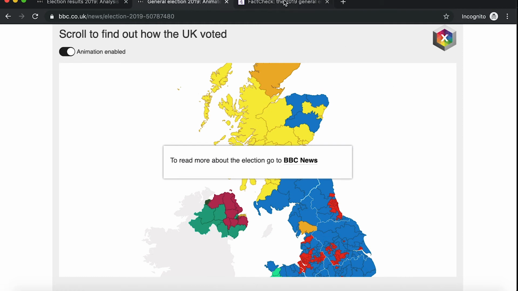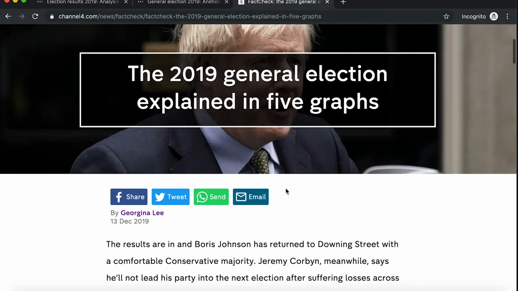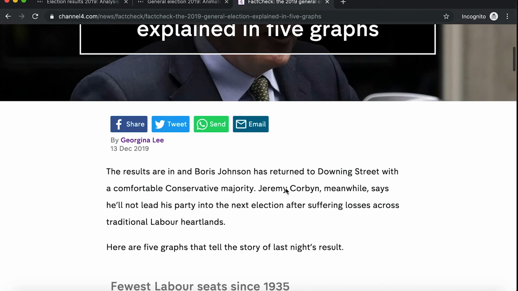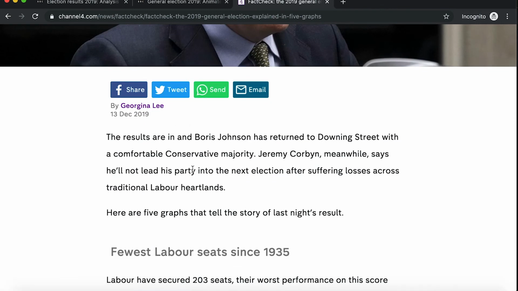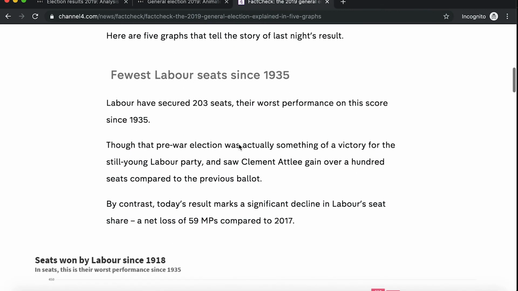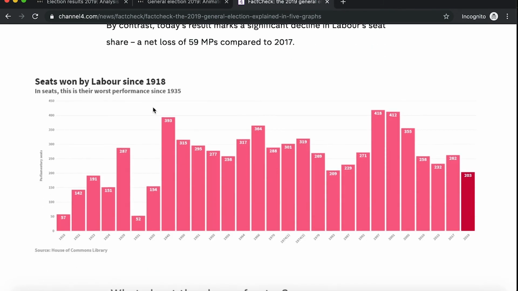So the next area we're going to look at is from Channel 4, and it says the 2019 general election explained in 5 graphs by Georgina Lee. So Georgina Lee, thank you very much for producing this. This tells it in a slightly different format to what the BBC had done, but it's got some headline facts. So in this instance, fewest Labour seats since 1935, and they've marked this out clearly on a proper bar chart.